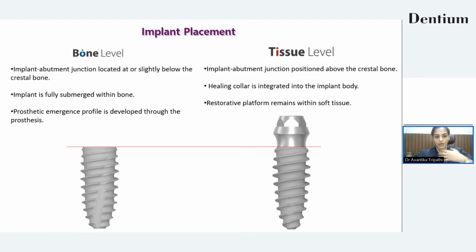We have multiple prosthetic options from which we can choose and create the emergence profile according to our requirement. In the tissue level implants, as it is made very simple and easy to use, it has a standard restorative platform which always remains within the soft tissue, and the abutment will be seated over it.